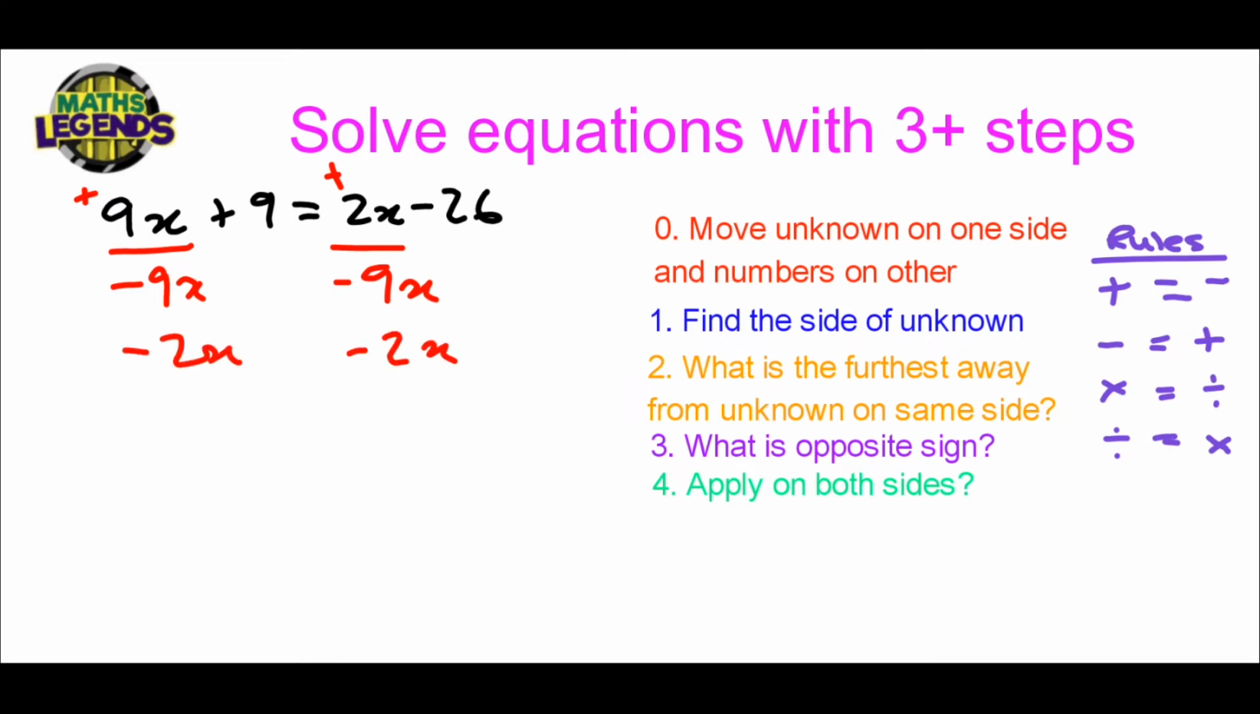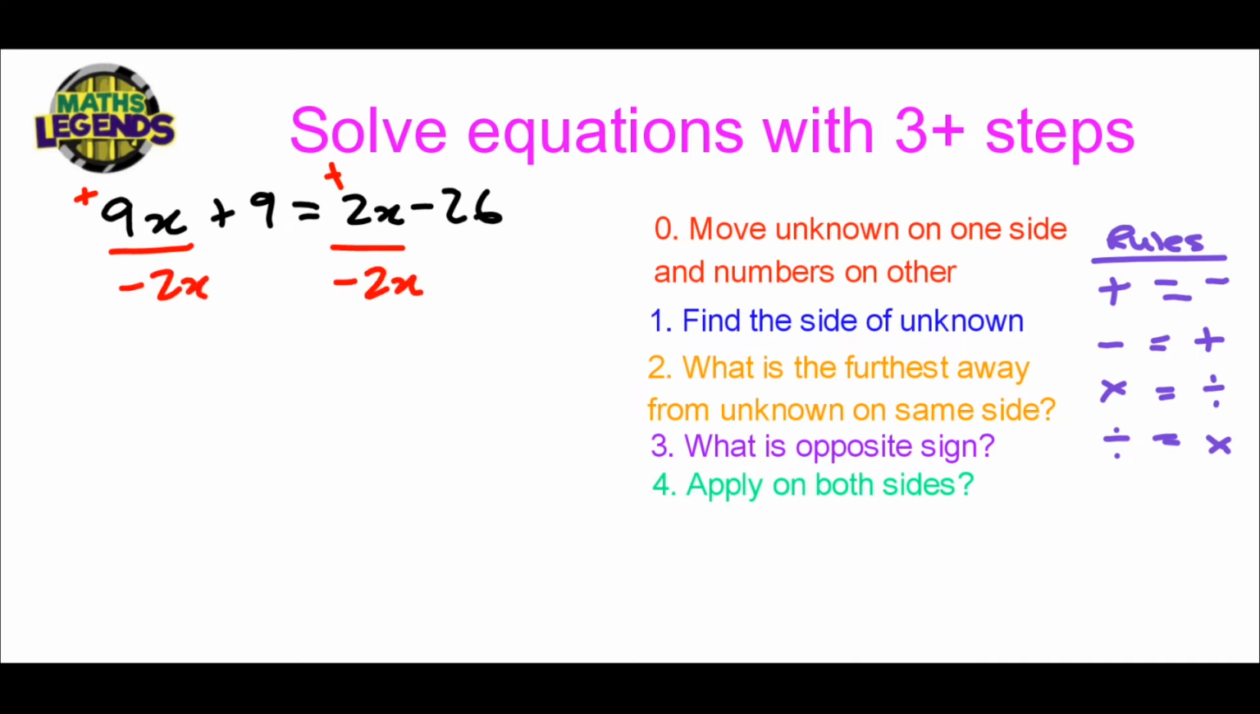Now we can see that if we chose the minus 9x, we're going to be left with 2 minus 9, which would be a negative. It would be minus 7x. So what we do is we decide to use the 2x. So we subtract 2x on both sides and simplify.